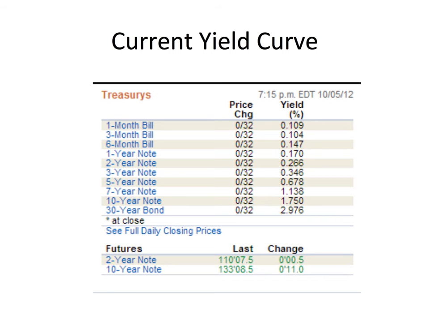At a 1 month bill, we have 0.109% yield. That again increases, and the highest yield is for the 30-year bond, or 2.976%. Again, this would be an increasing yield curve, which would indicate that interest rates or yields in the future are expected to increase. So we're looking at an environment where we're expecting yields to increase.